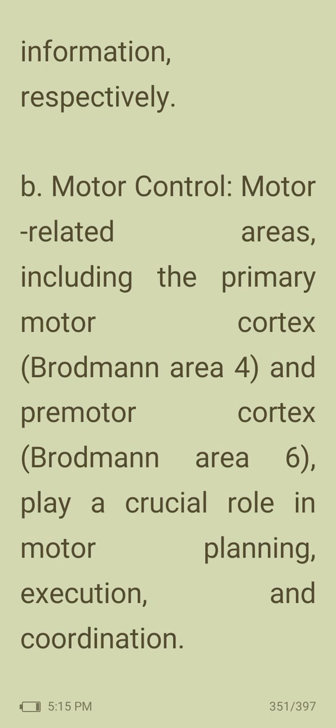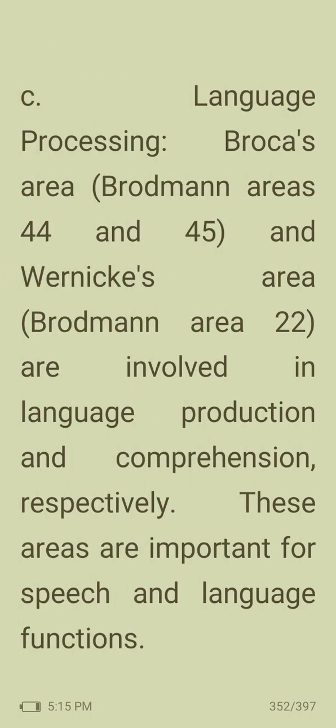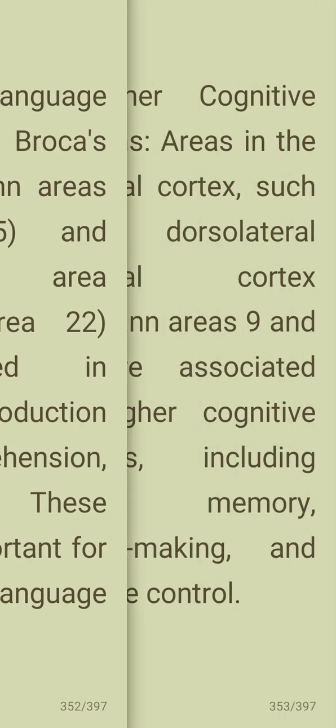Then, motor control. Motor related areas including the primary motor cortex, Brodmann area 4, and premotor cortex, Brodmann area 6, play a crucial role in motor planning, execution, and coordination. Then, language processing. Broca's area or Brodmann area 44 and 45, and Wernicke's area, Brodmann area 22, are involved in language production and comprehension respectively. These areas are important for speech and language functions.